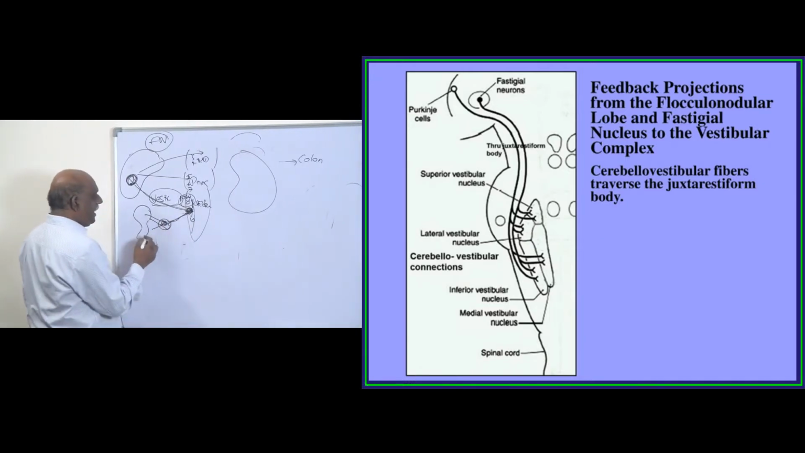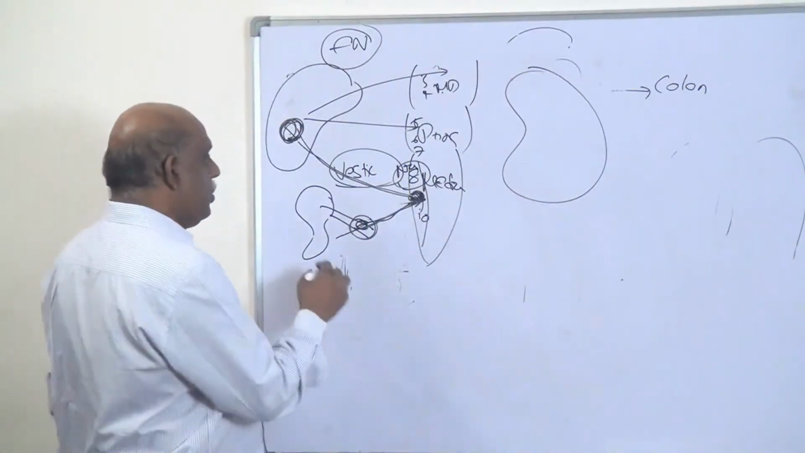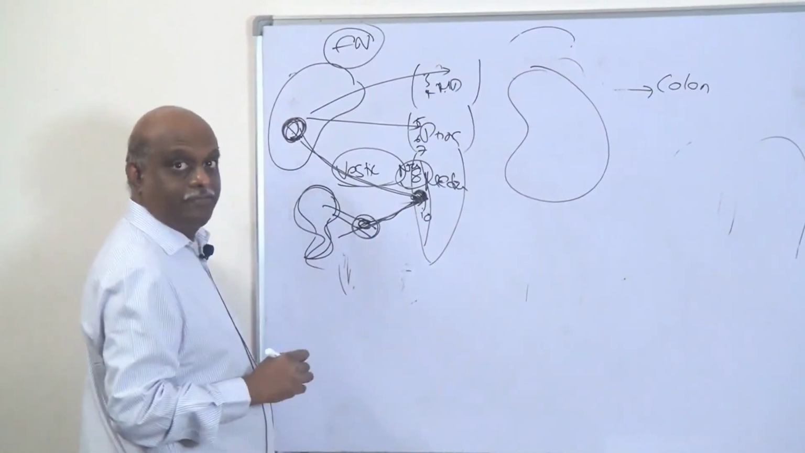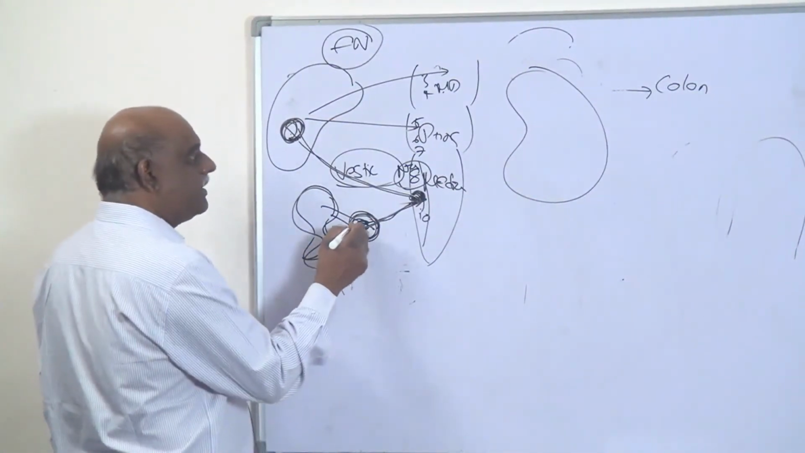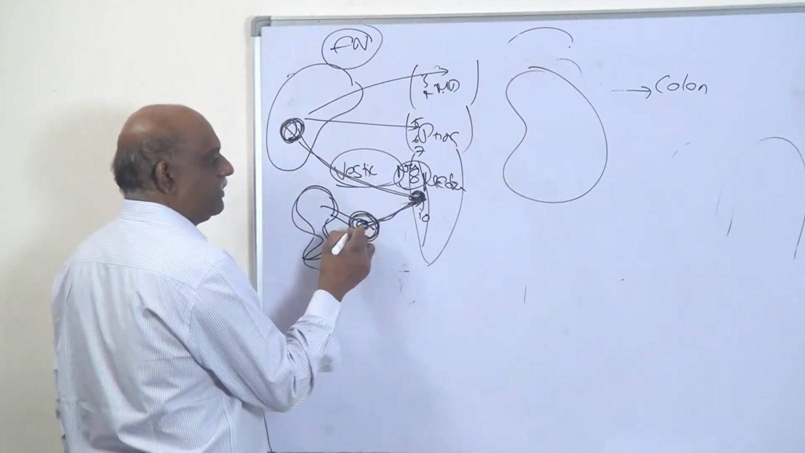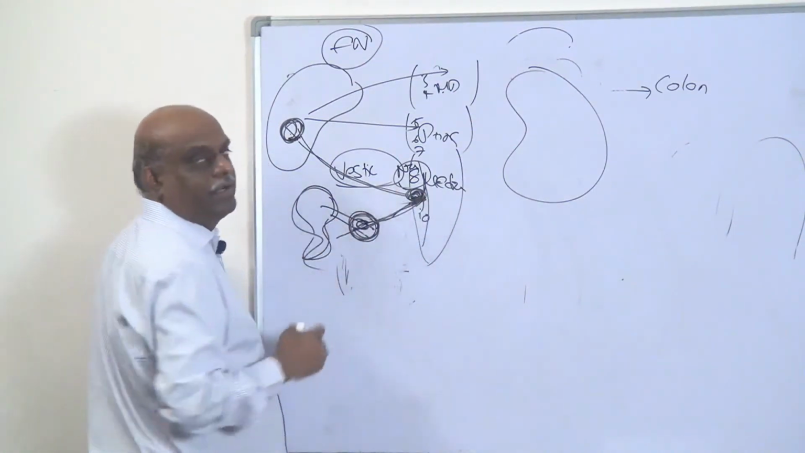So you have, can you give me the board? You have the inner ear, you have the semicircular canals, and they are sending the fibers to the vestibular nucleus.